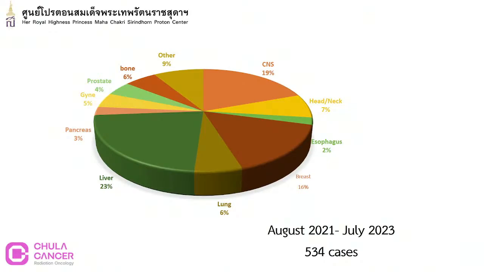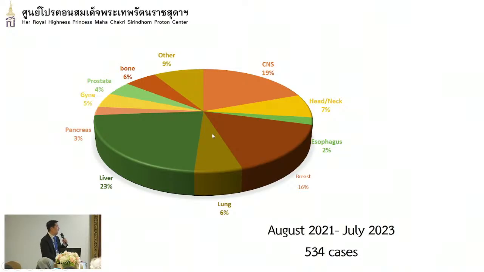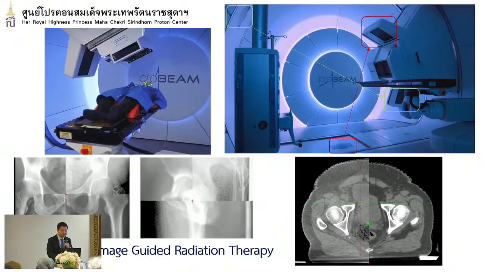So until now, I think we have treated more than 600 cases so far. Mostly liver cancer, CNS tumor, some breast, and some lung cancer. And I think for the indications for the treatment, we have a variety of indications, that I will talk about after this.